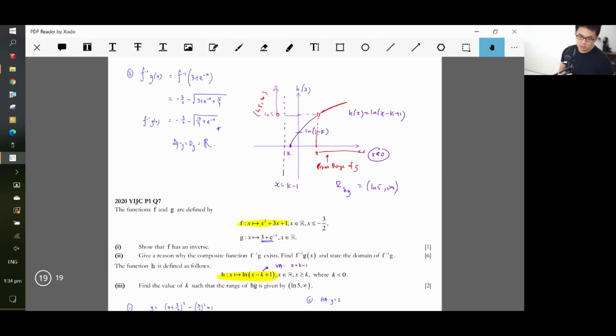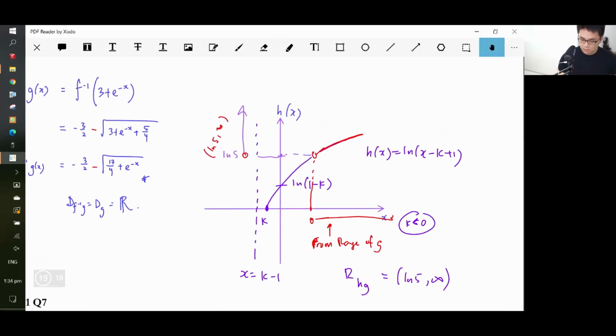That's the k value. You can solve already, right? X. Value of k. Yeah, that's about it. So this is 5, ln 5. Ln 5 equals x.